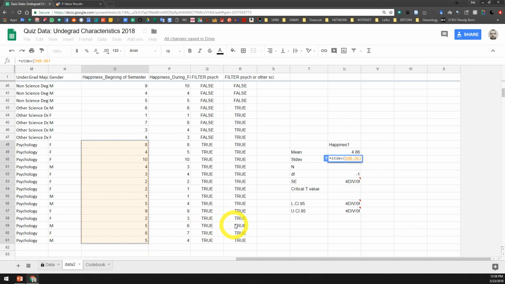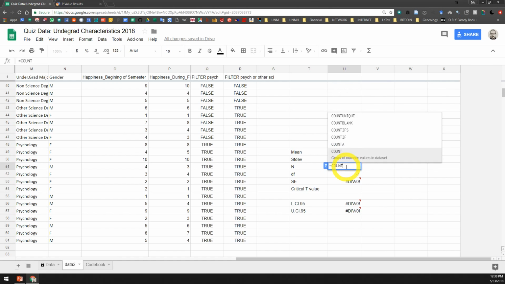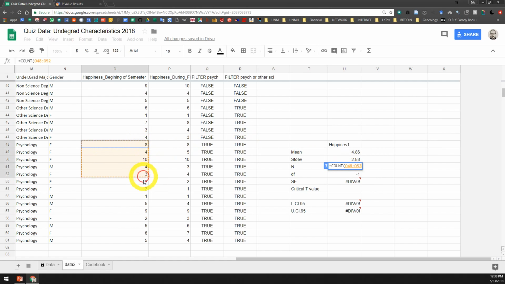Same observations. Now we need to count. So we can see our mean and standard deviation are slightly different. We need to count just the psychology. So how many are in psychology? We'll drag this down. We'll see that there's 14 observations with numerical values for psychology. One minus this is 13.